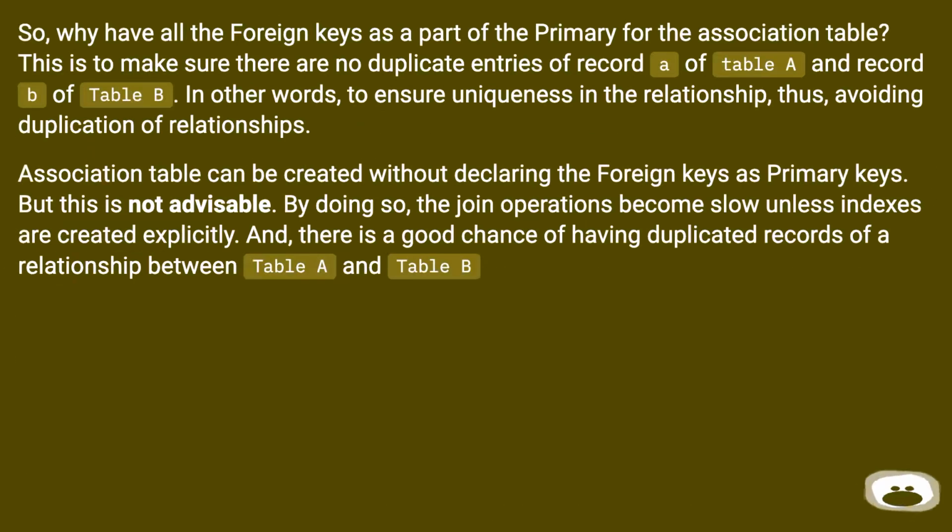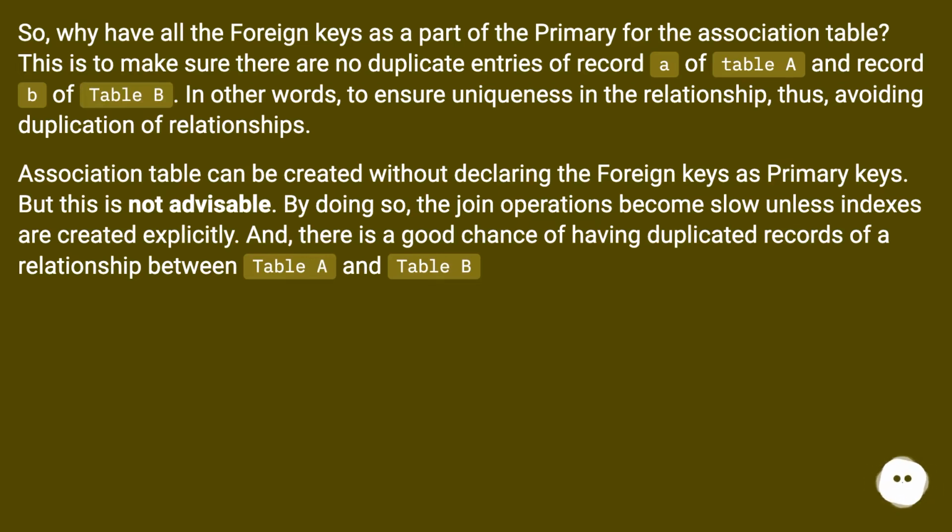So, why have all the foreign keys as a part of the primary key for the association table? This is to make sure there are no duplicate entries of record A of table A and record B of table B, in other words, to ensure uniqueness in the relationship, thus avoiding duplication of relationships.